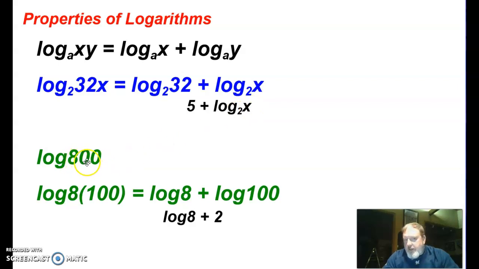Log of 800, I could do 2 times 400, I could do 4 times 200, you could do 5 times 160, whatever. So you can pretty much take any product here. I just did 8 and 100, and I did 100 on purpose since this is a common log. So log 8 plus log of 100. This is really base 10, so 10 to what power is 100? Well, 10 squared, so log 8 plus 2.